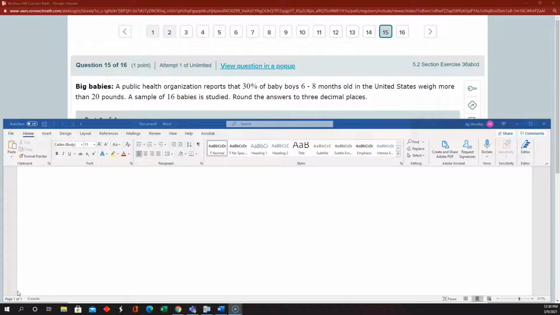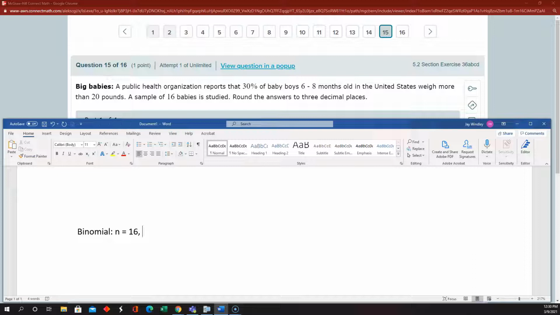So there's a couple things that come up on problem 15 on our homework that I wanted to go over. First of all, I'm hoping that you'll recognize that this problem is a binomial problem. It says that a random sample, it doesn't say random, but a sample of 16 babies is studied.